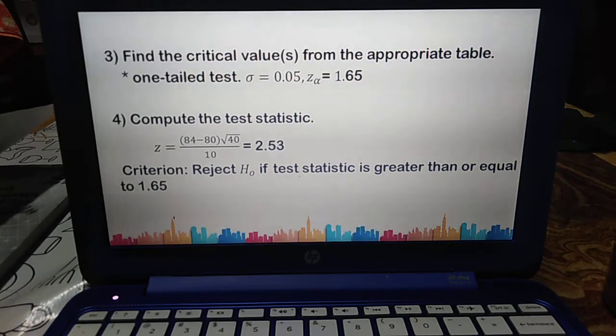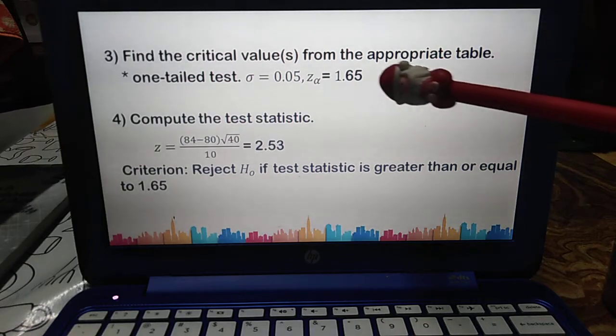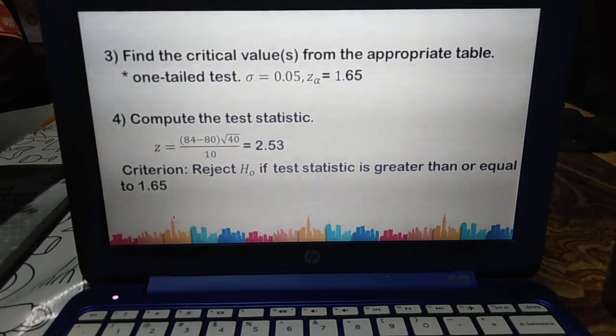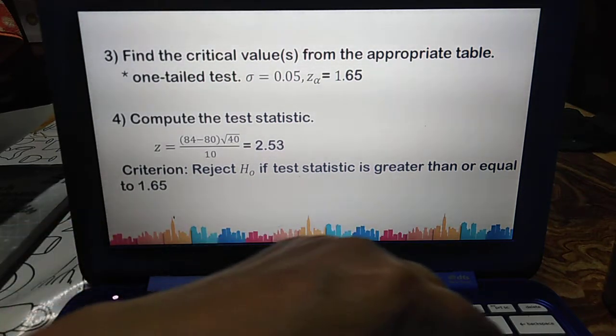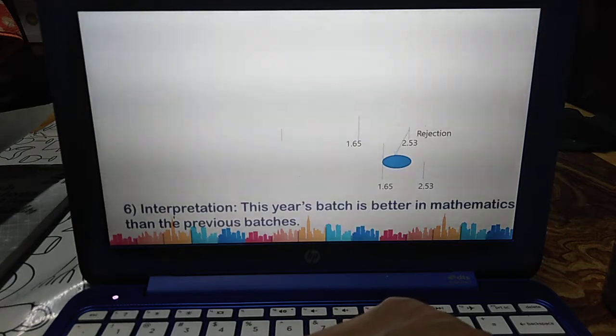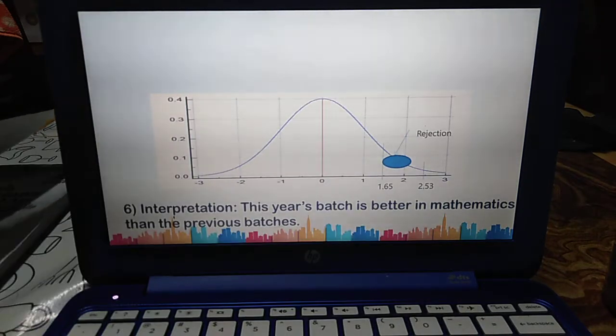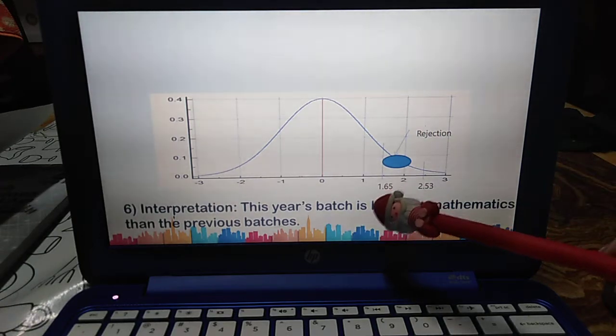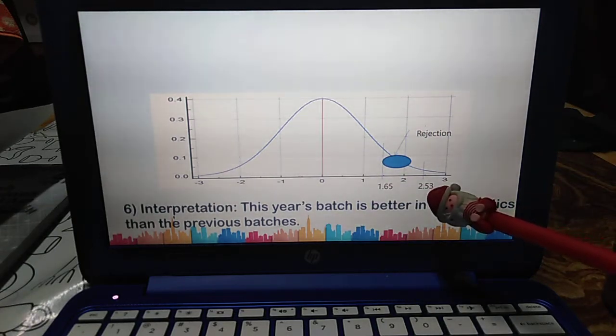Okay, we compute its test statistic as 2.53. 1.65 is from our table. Our decision now is we will determine where 2.53 fell. Look at that. 1.65 is from our table. 2.53 is our test statistic, the one we computed.